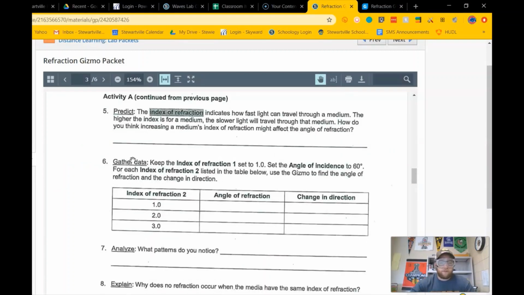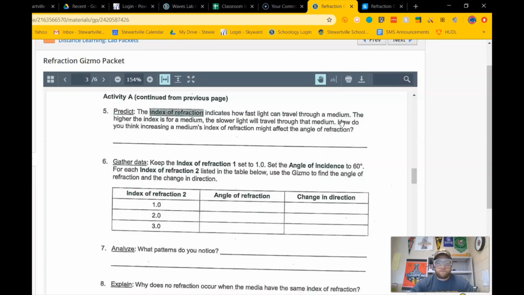Number 5, predict. The index of refraction indicates how fast light can travel through a medium. The higher the index is for a medium, the slower light will travel through that medium. How do you think increasing a medium's index of refraction might affect the angle of refraction?